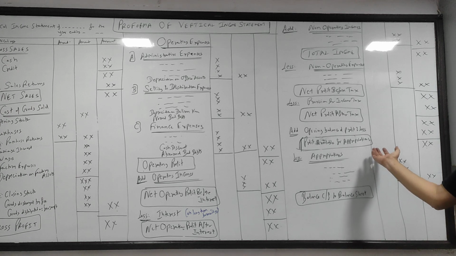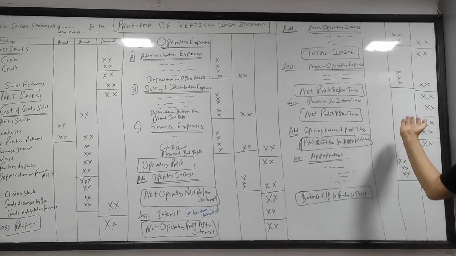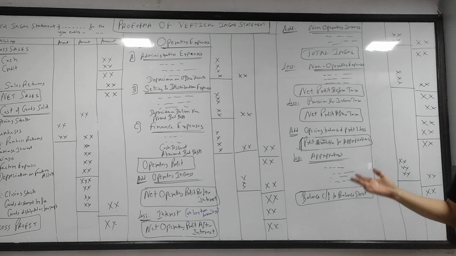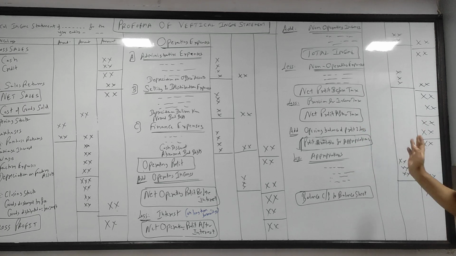Got it, guys? So this is your vertical income statement. I have discussed the full format with you all. In the exam, it can also come in full detail. And if they ask you in detail, there will be just 1, 1, 2, 2, 3, 3 items in each head. It won't be that big. This is the full format I discussed.